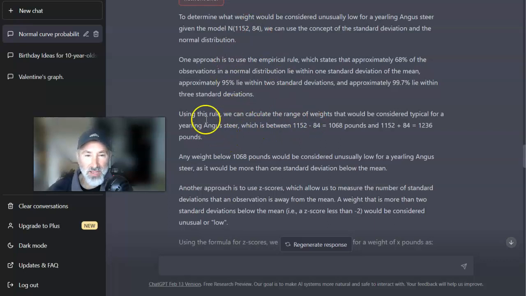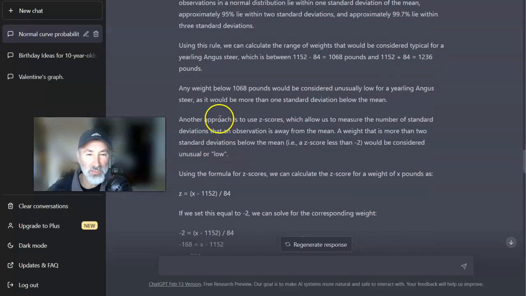So it came back, and at first it said, using this rule, okay, they talk about the 68, 95, 99.7 rule. And then they say, using this rule, we can calculate a range of weights. What they say is if we subtract 84 from 1152 and we add 84 to 1152, we get these numbers, 1068 and 1236. Then they go on to say any weight below 1068 would be considered unusually low for a yearling Angus, as it would be more than one standard deviation below the mean.